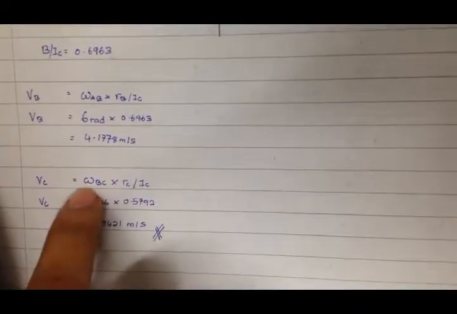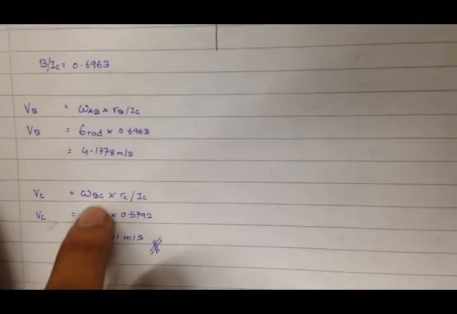And then to find the velocity at C, we must find the angular velocity at BC, at line BC.